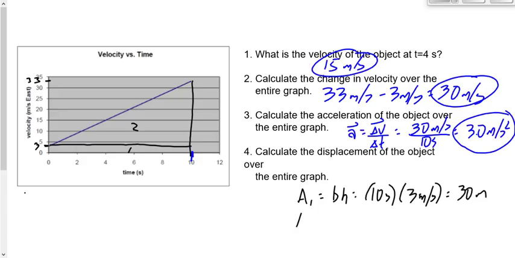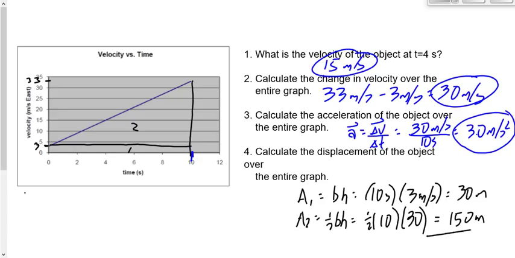Now the area of the second one is one half base times height. The base is still 10, because the triangle still goes from 0 to 10, but the height goes from 3 to 33, so the height of it would be 30, not 33, but 30. From 3 to 33. One half of 10 is 5, times 30 is 150. We add those up, and we get a total displacement of 180 meters.